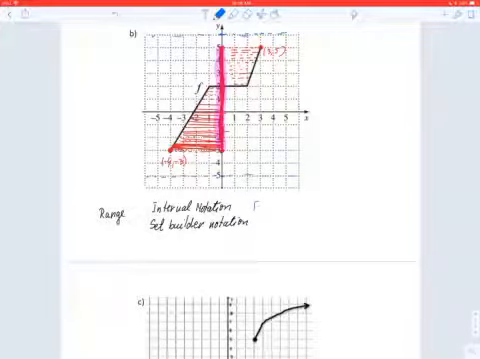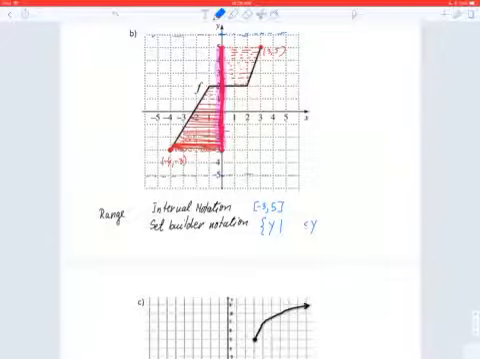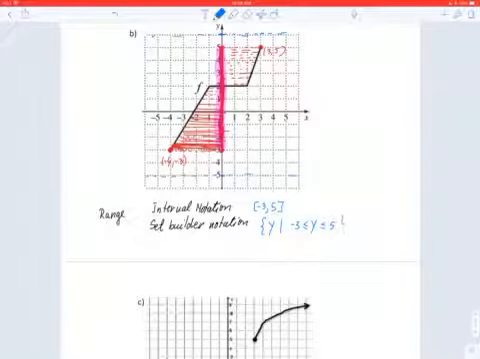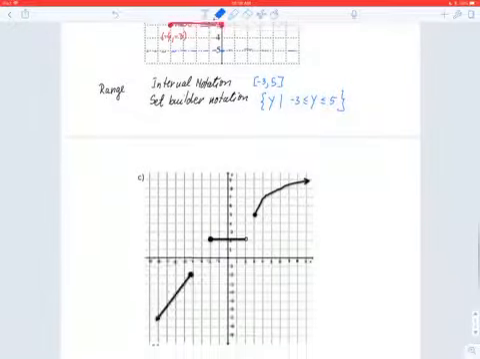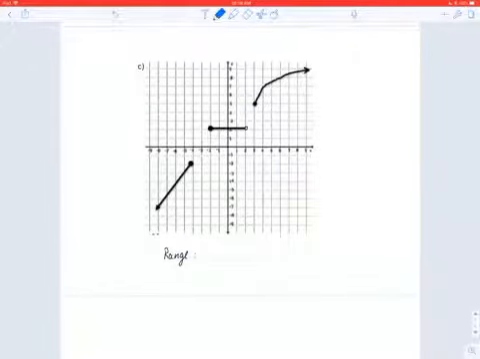So if I'm using the interval notation, the lowest value that we're using is -3, the highest value that we're using is 5, and we put the closed brackets because we include those endpoints. And for the set builder notation, we will be saying y such that y is between -3 including -3 and 5 including 5.